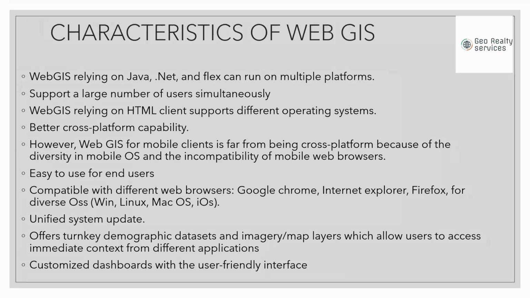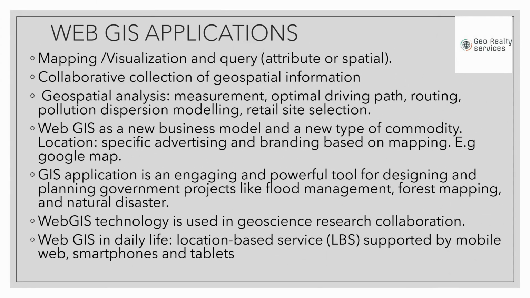The web GIS has a diverse range of applications. Some uses are listed below: mapping, visualization, and query of attribute or spatial information, collaborative collection of geospatial information, geospatial analysis, measurement, optimal driving path routing, pollution dispersion modeling, retail site selection. WebGIS as a new business model and a new type of commodity, location-specific advertising and branding based on mapping.